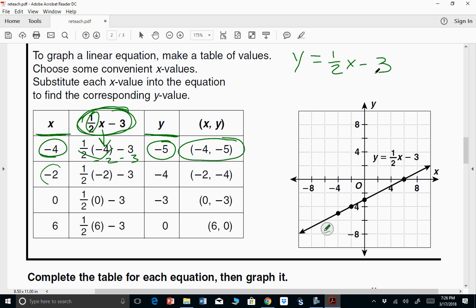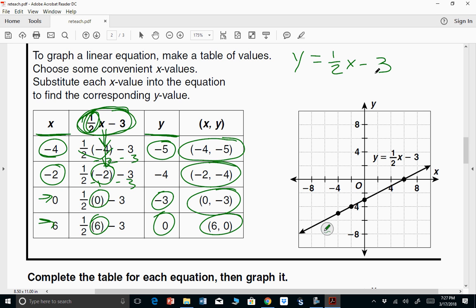Then they picked -2 to plug in. Again, it cancels nicely with the 1/2. Plug in -2 where the x was. 1/2 times -2 is -1. Minus 3 is -4. And then that gives us this ordered pair. And same thing with 6 and 0. Plug in for the x, and it generates a y, which then gives you an ordered pair. So then you use those ordered pairs to graph the line.